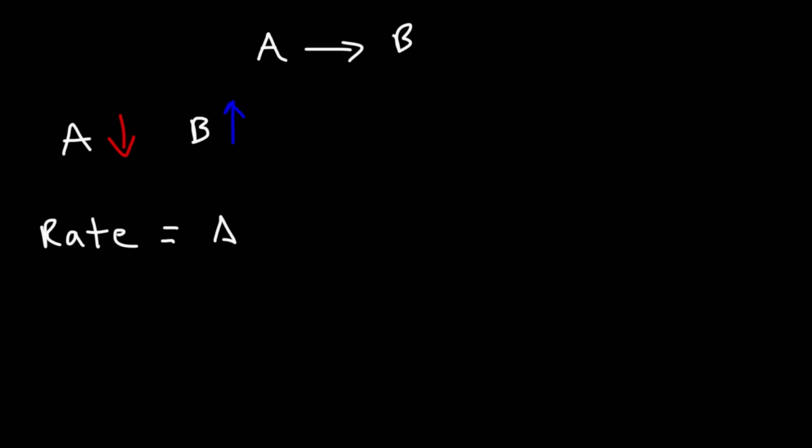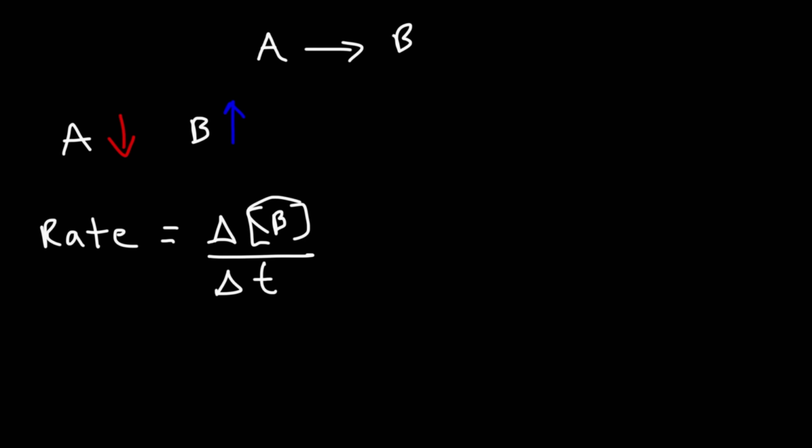Now consider the reaction where A converts to B. So A is the reactant, B is the product. Now, as the reaction proceeds from left to right, the concentration of the reactant will decrease. The concentration of the product will increase. Now, we could describe how fast this reaction is going by measuring the rate of the reaction. The rate of the reaction is going to be equal to the change in the concentration of B divided by the change in time.